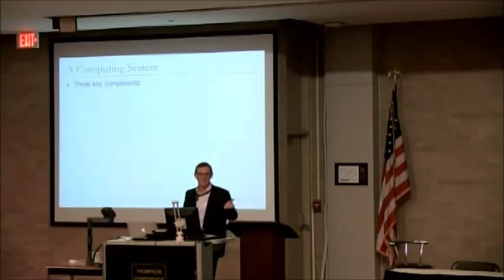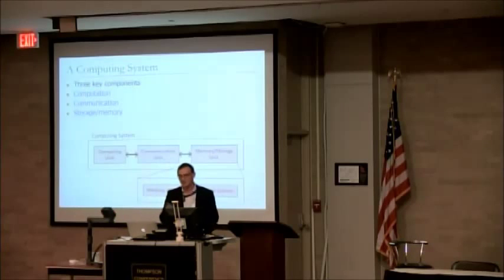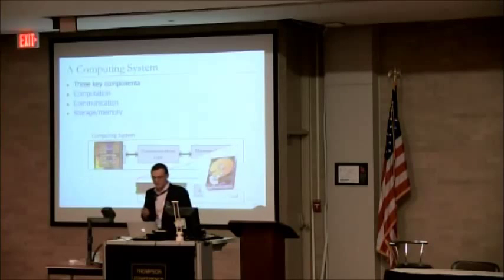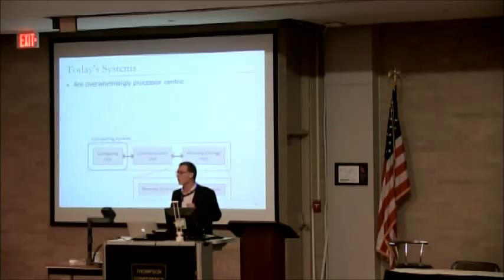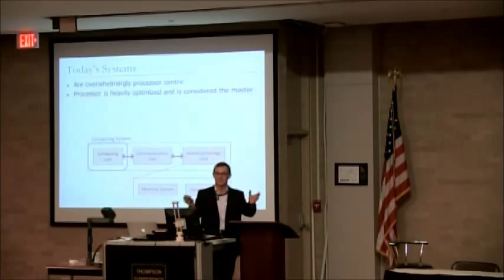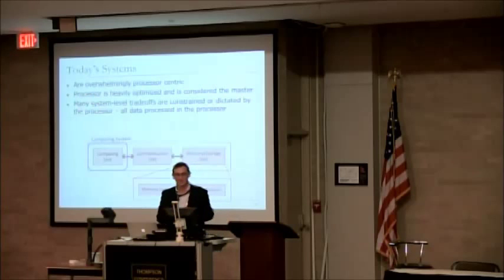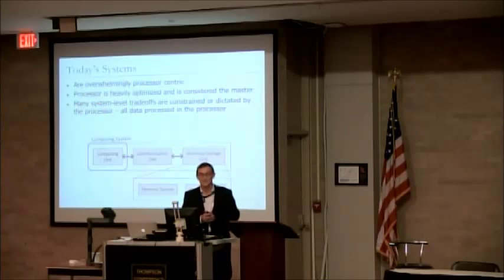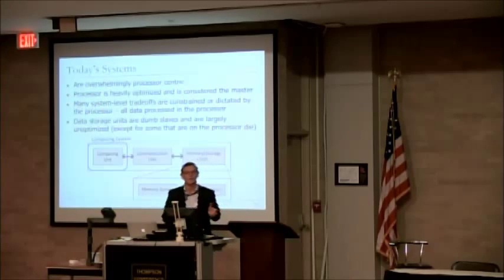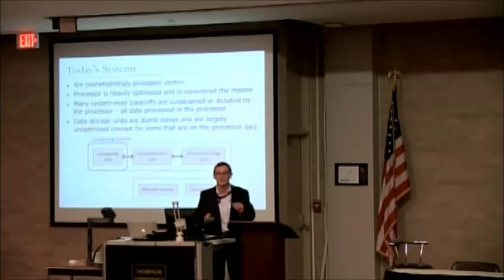So a computing system really consists of 3 key components: computation, communication, and storage and memory. And I believe the latter two are actually similar and becoming more similar, memory and storage. And these are the units. If you look at today's systems, they're overwhelmingly processor-centric. The processor is heavily optimized and it's considered the master. This was actually in a couple of other talks earlier today, Trevor's talk being one of them, Bill Dally's being another. Many system-level trade-offs are constrained or dictated by the processor, and all data is actually processed in the processor. If you look at the data storage units, they're dumb slaves, and they're largely unoptimized, except for some that are on the processor die.